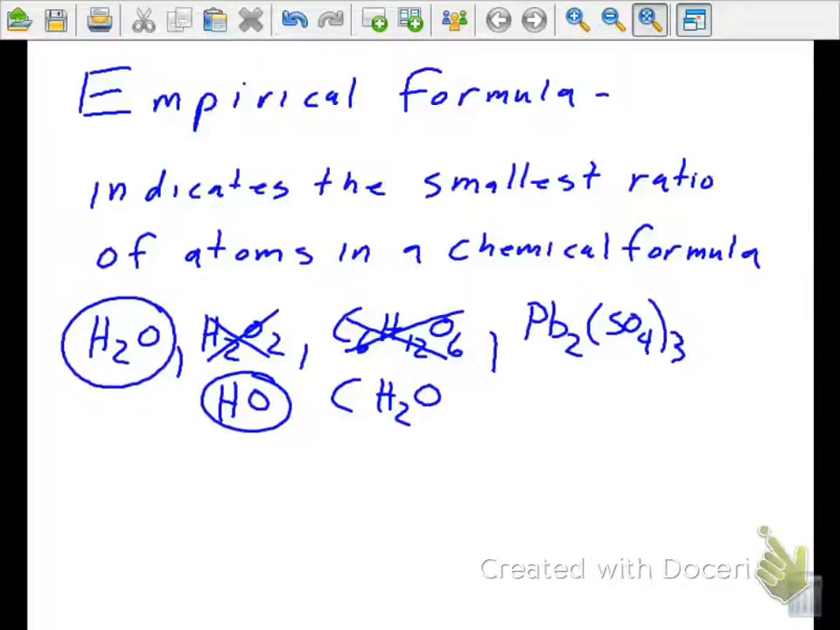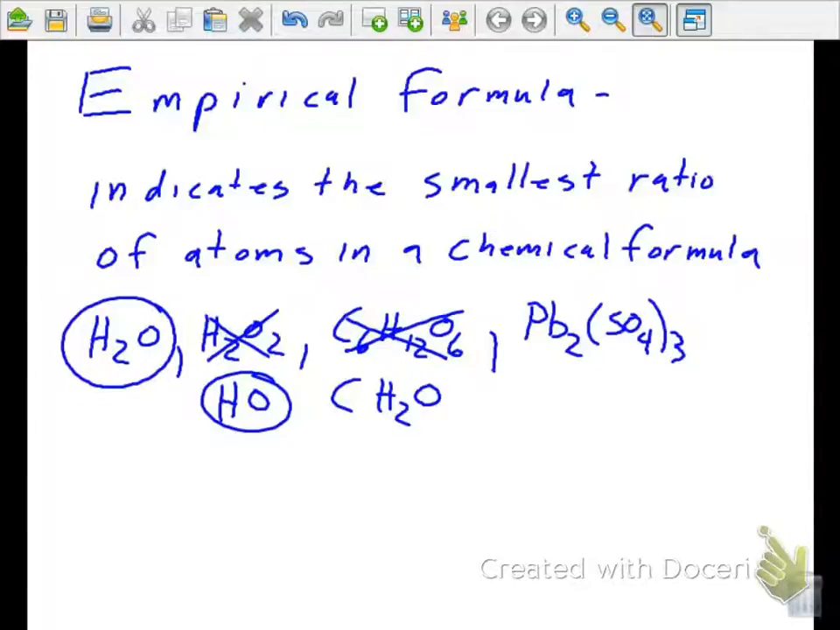Now, what about the last one? Is that the empirical formula for that one? Yeah. Because what you have is 2 lead, 3 sulfur, and 12 oxygens. You can't divide them down any further. None of them are divisible by the same number.